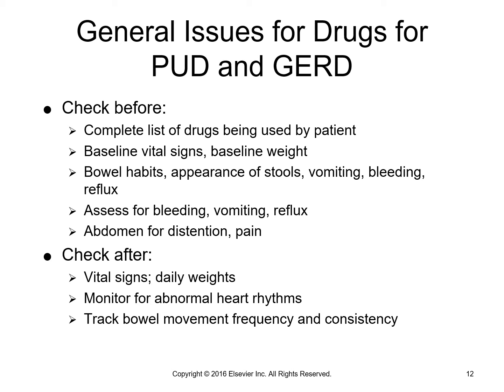Before giving medications for this, you have to have a complete list of drugs that the patient is currently taking, baseline vital signs and weight, bowel habits, appearance of the stool, any vomiting or bleeding. Assess for bleeding or vomiting or any kind of reflux before giving this medication to know that you're really treating the right condition. Also assess for abdominal distension and pain.